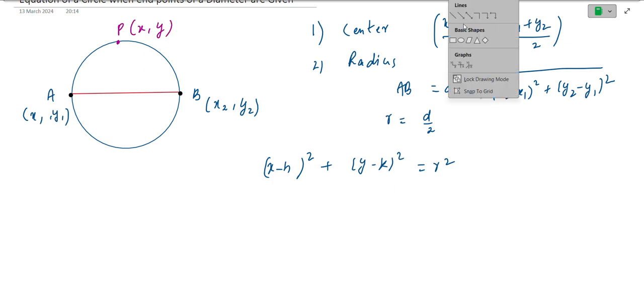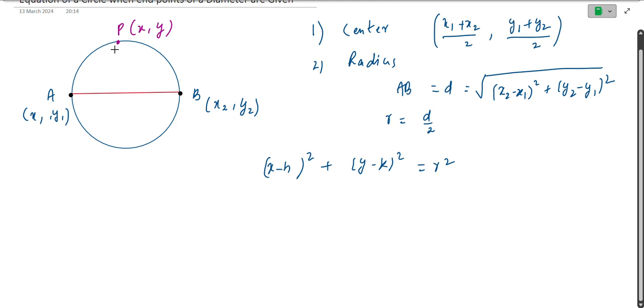Now what I will do is join point P to A and point P to B.